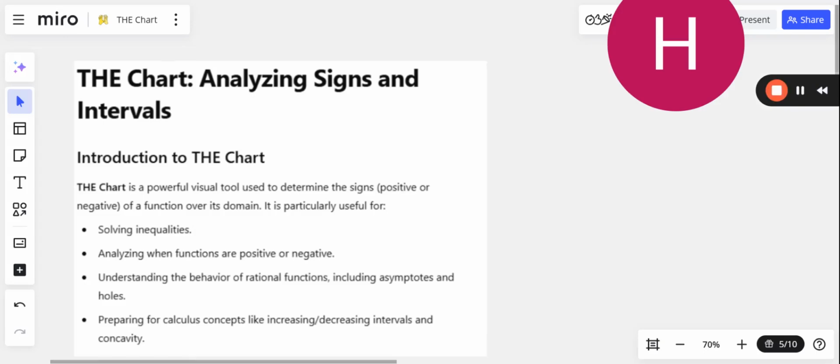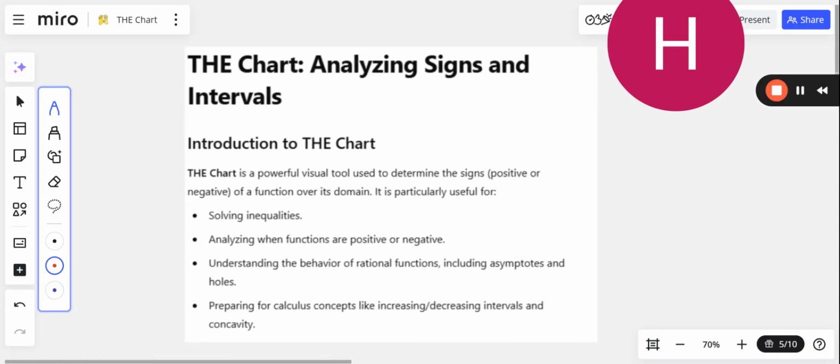All right, everyone. It's time for us to have a discussion. Now, I've had this discussion with some of my students over the last 9 years or so that I've been tutoring. It's time to talk about the chart. Notice capital THE chart. We're going to talk about the chart so that we can properly analyze functions.